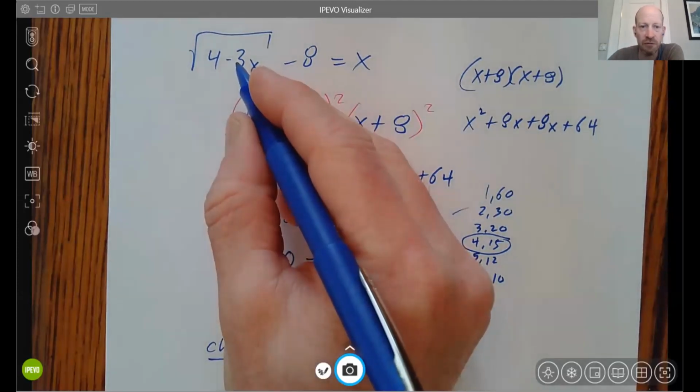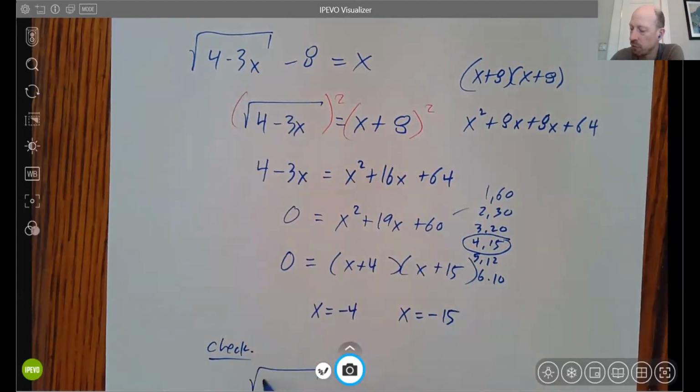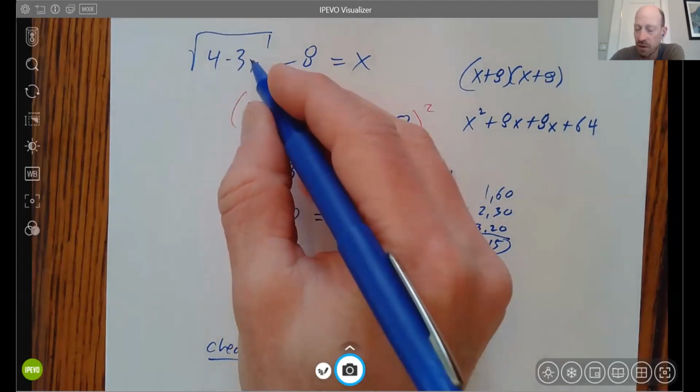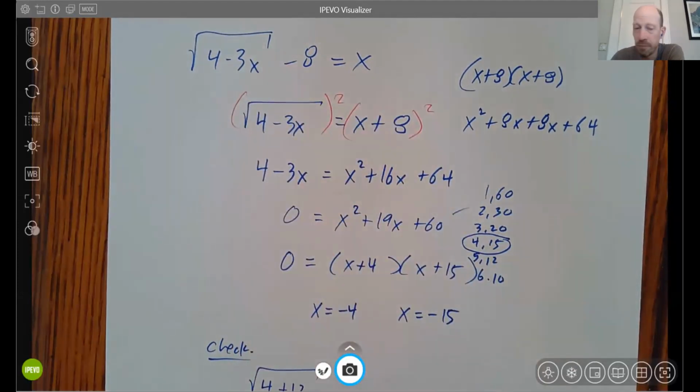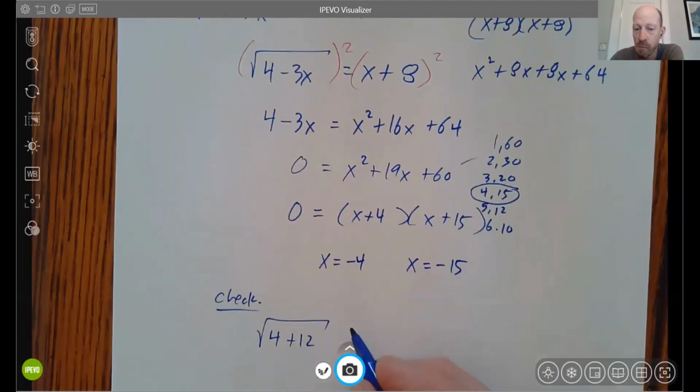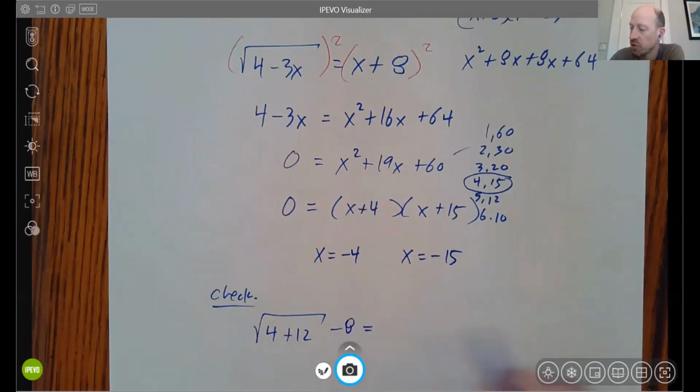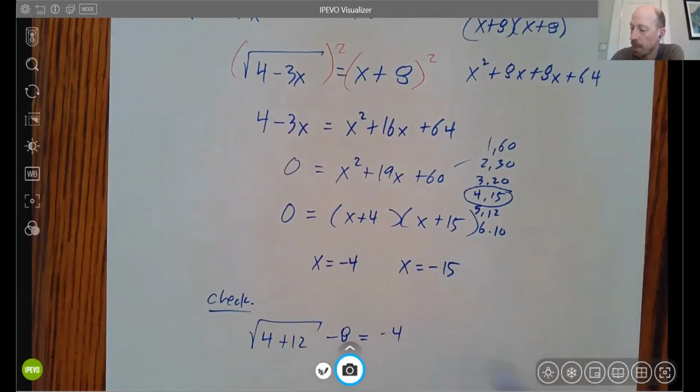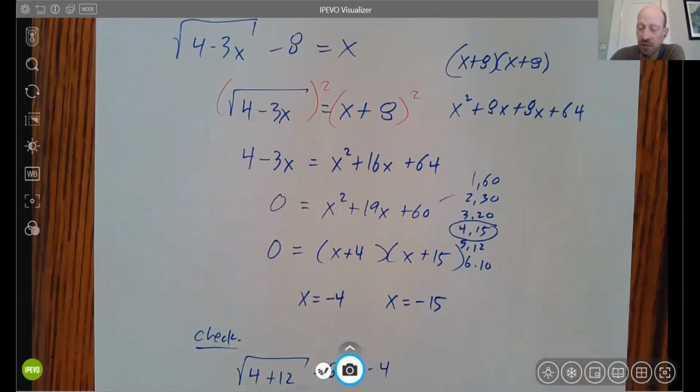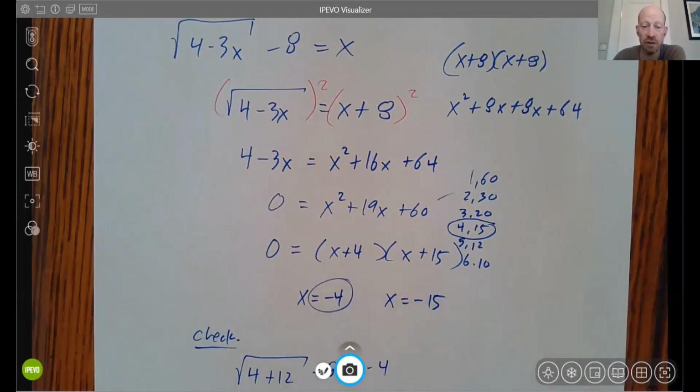When I put in minus 4, I'm going to get the square root of 4 minus 3 times minus 4, which is plus 12. Minus 8 should equal minus 4. That's 16, and the square root of 16 is 4. So that's good. That one checks out.